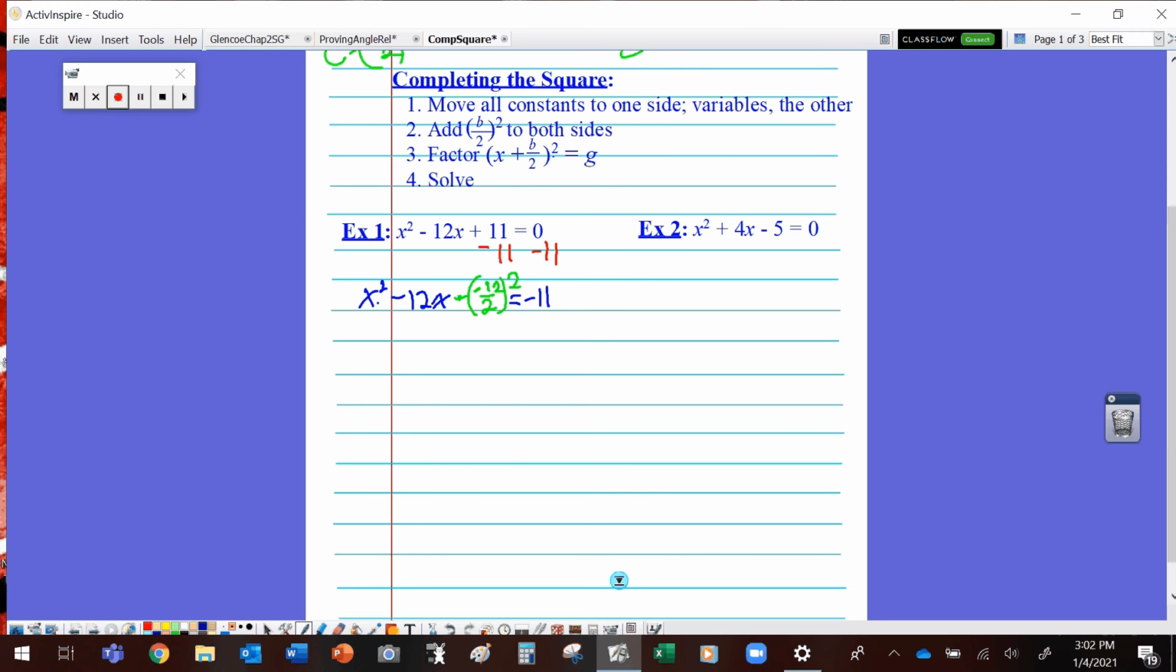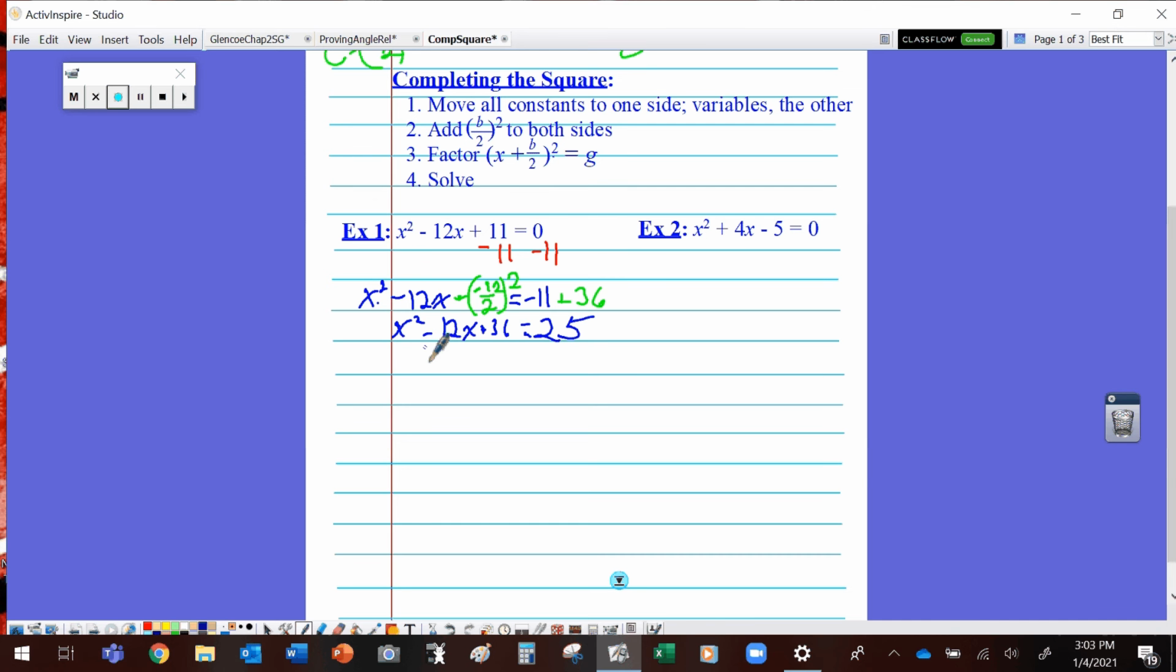Okay, now, negative 12 divided by 2 is negative 6. And negative 6 squared is 36. Okay, so these two things in green are the exact same value. Negative 12 divided by 2 squared, positive 36, exact same thing. Now, I am going to clean that up a little bit so that we can see what we're working with. Okay, and we'll have x squared minus 12x plus 36 equals negative 11 plus 36 is 25.